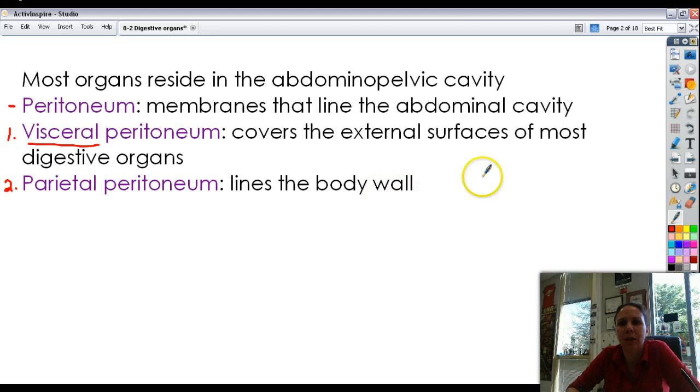So if you were cutting through someone, it would be skin, muscles in here. Then you would have the parietal peritoneum, and then some space, and then say here's your stomach. Then you would have the visceral peritoneum sitting right on top like that.